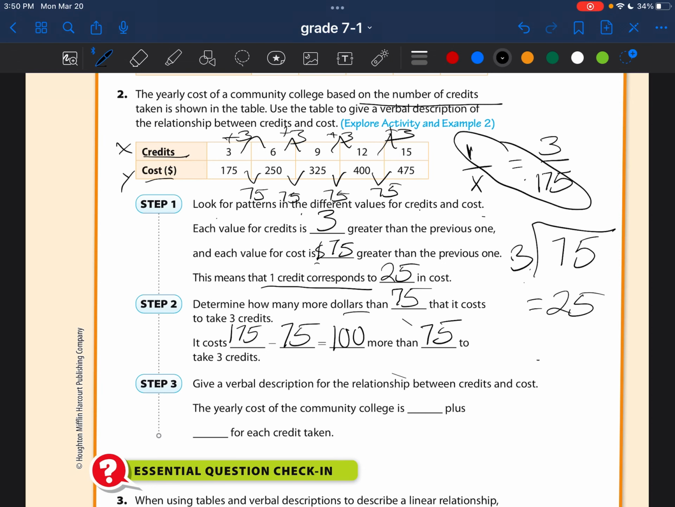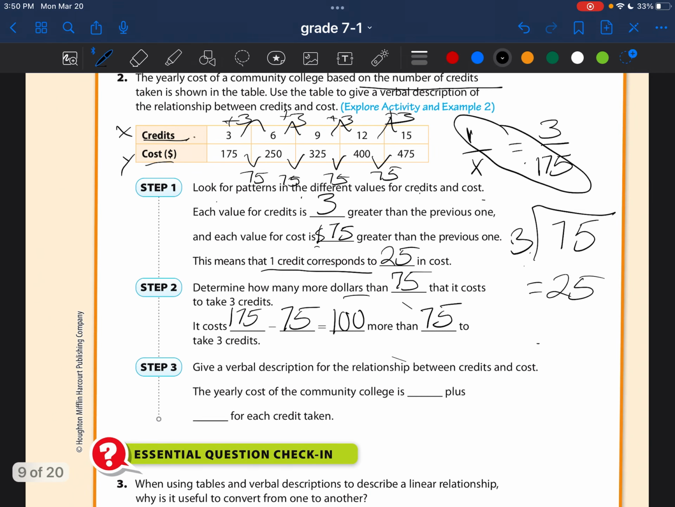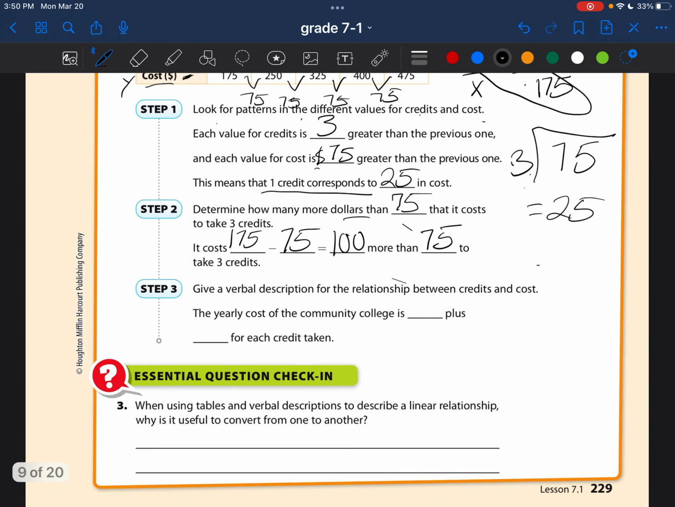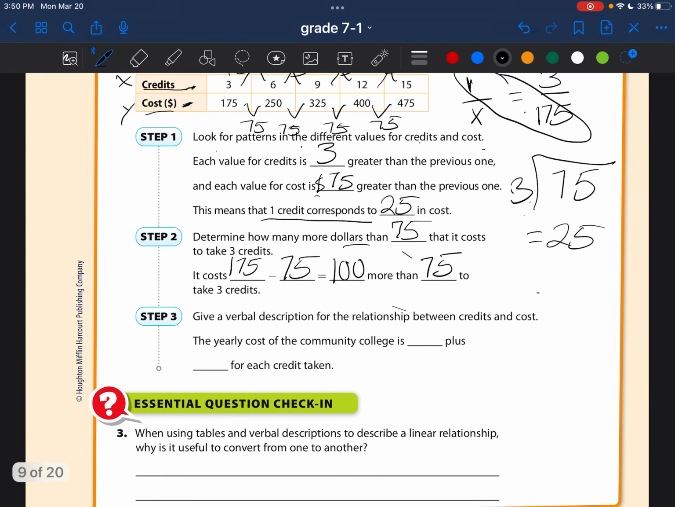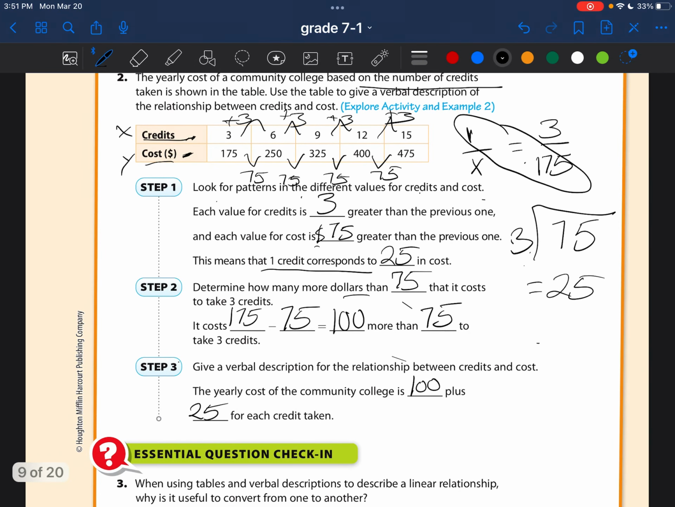Okay, so now going to step 3. Give a verbal description for the relationship between the credits and the cost. All right, so all it wants to know is how do these relate to each other, the credits and the cost. That's all it's asking. So it's saying that the yearly cost of the community college is $100 plus 25 for each credit taken.